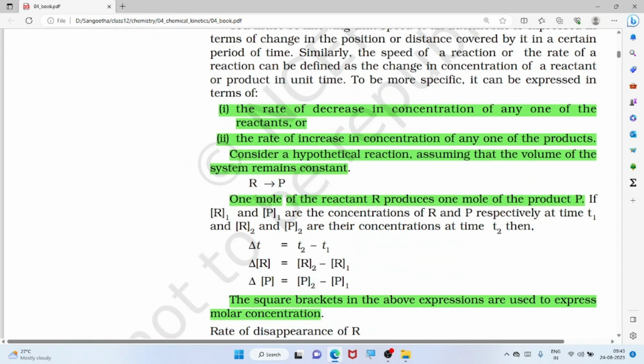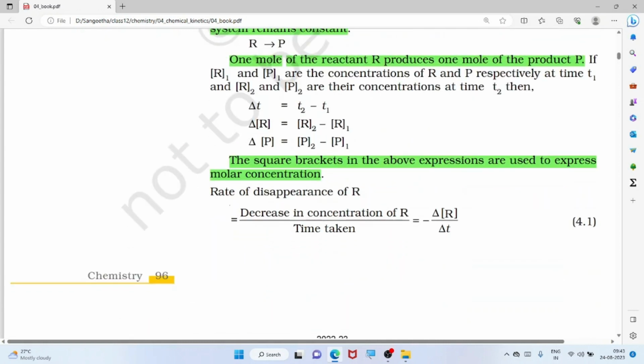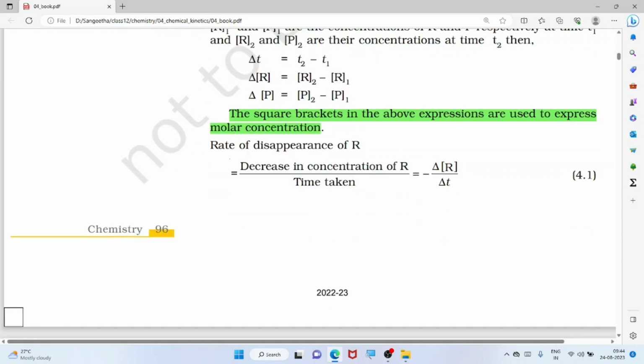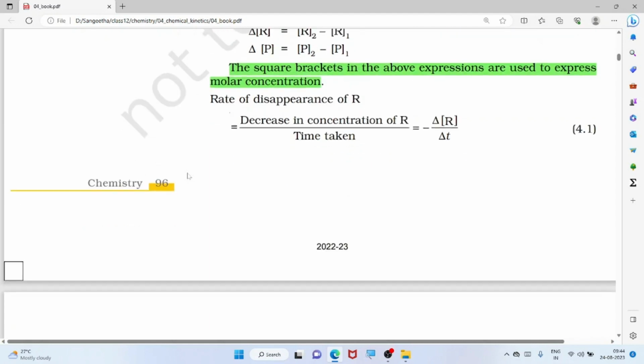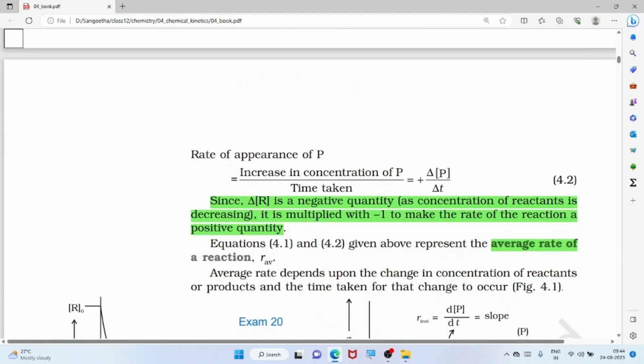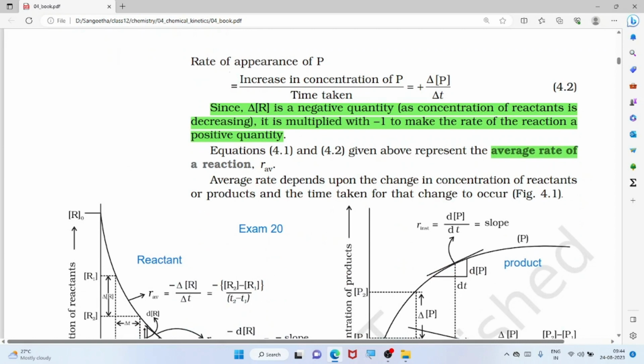The rate of increase in the concentration of any one of the products. Okay, 1 mole of the reactant produces 1 mole of the product. The square bracket represents the concentration. Okay, the rate of disappearance of the reactant is equal to the rate of appearance of the product. Disappearance is equal to the appearance.